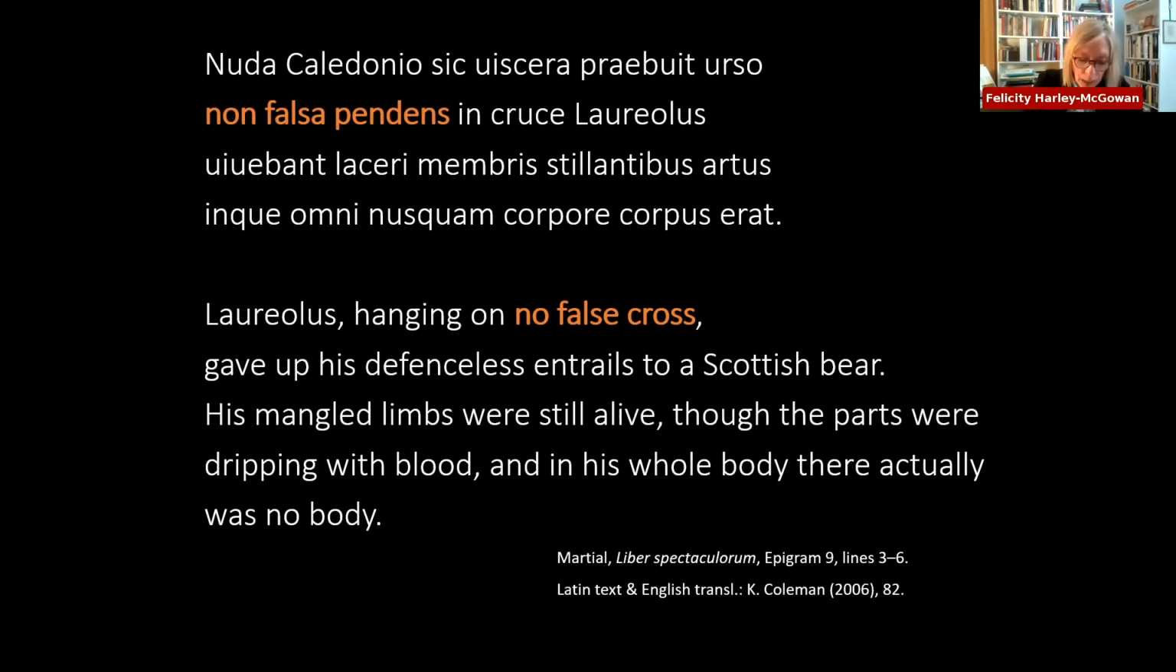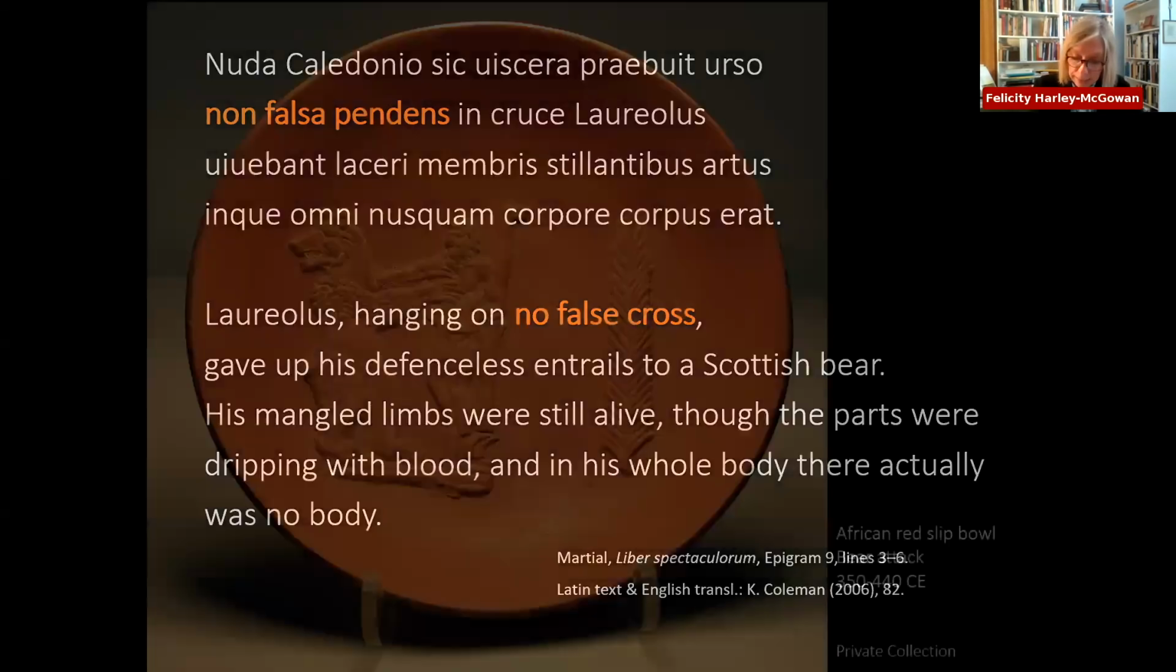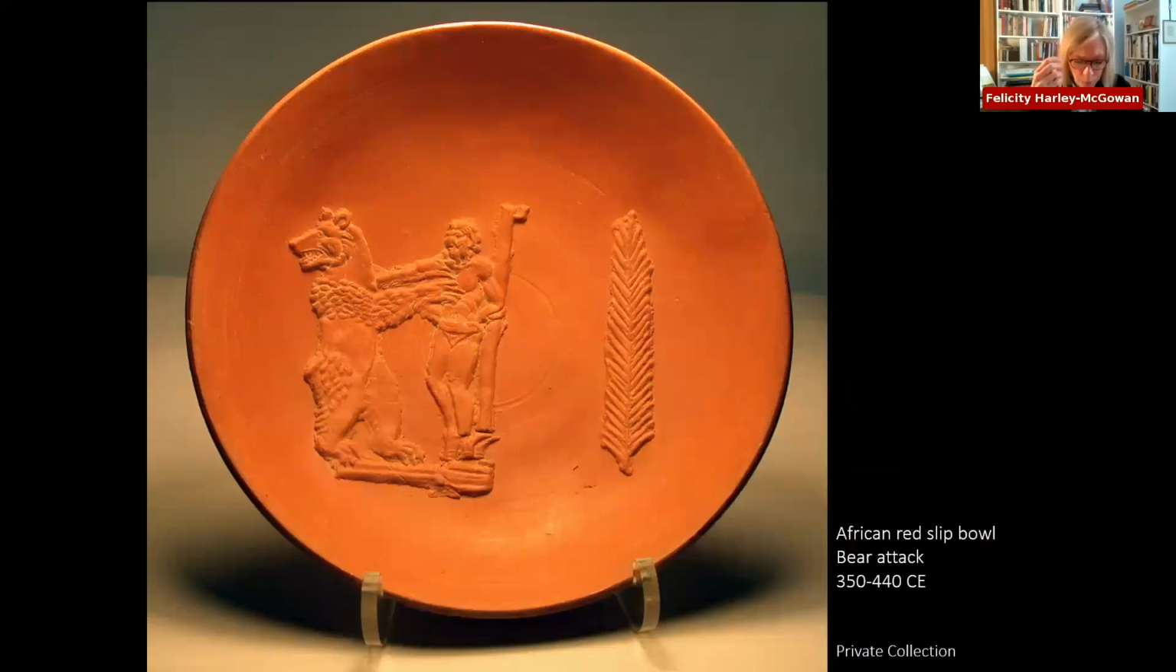In our modern understanding of crucifixion, the death of Laureolus on no false cross is easy for us to visualize. And yet, Martial does not provide any specific information about the scaffold, the crooks, or the method used to affix Laureolus to it, even though he takes some delight in describing in detail the bloody process. Could the scaffold have looked something like this? A pole against which the victim becomes an easy target for a bear.